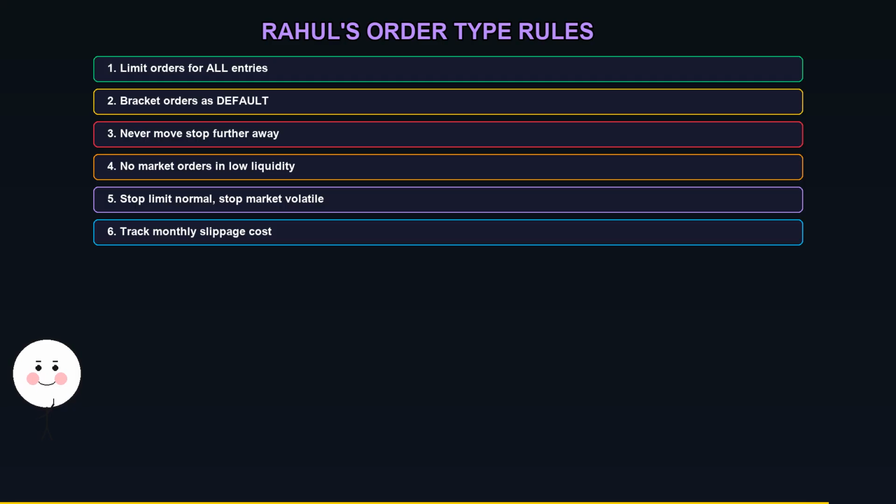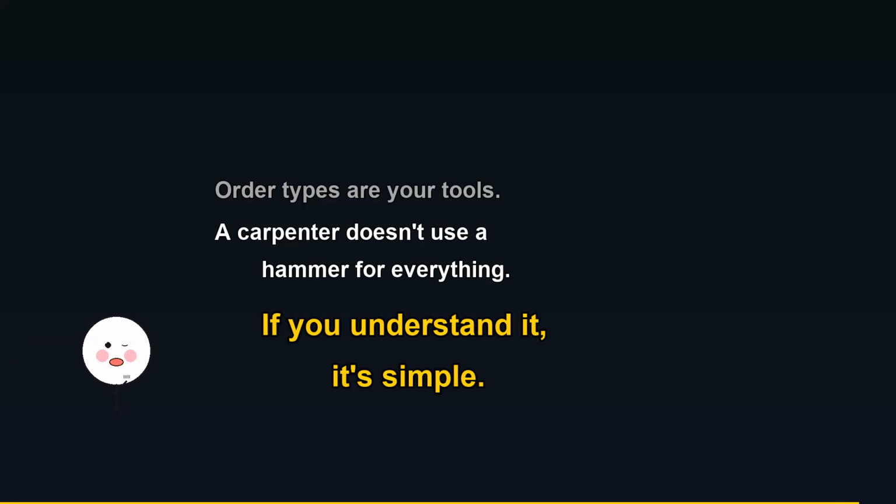4. Avoid market orders during low liquidity periods. Pre-market, post-market, and lunch hours. 5. Stop limit for normal conditions. Stop market for volatile situations. 6. Calculate your monthly slippage. Track the invisible cost.